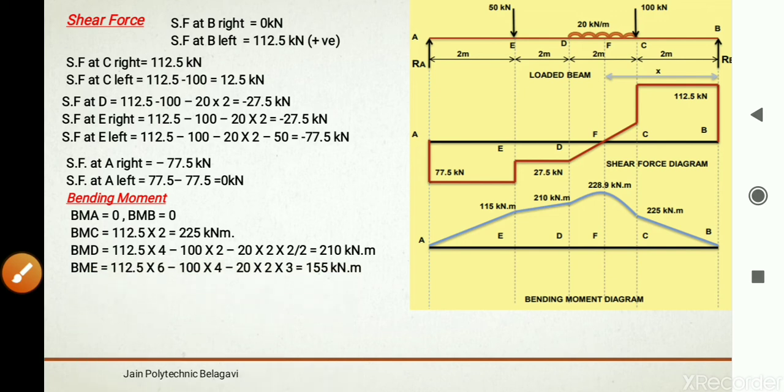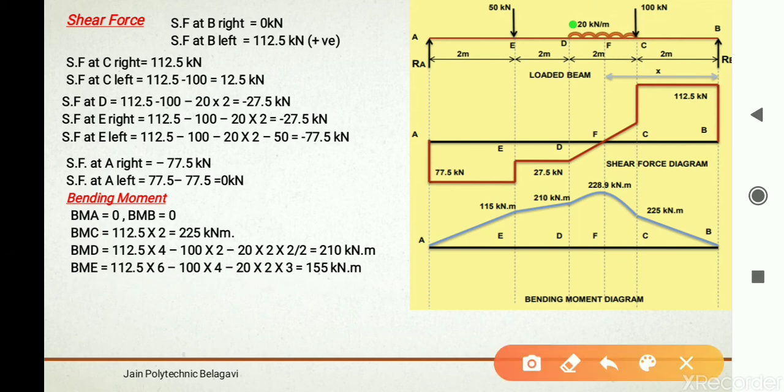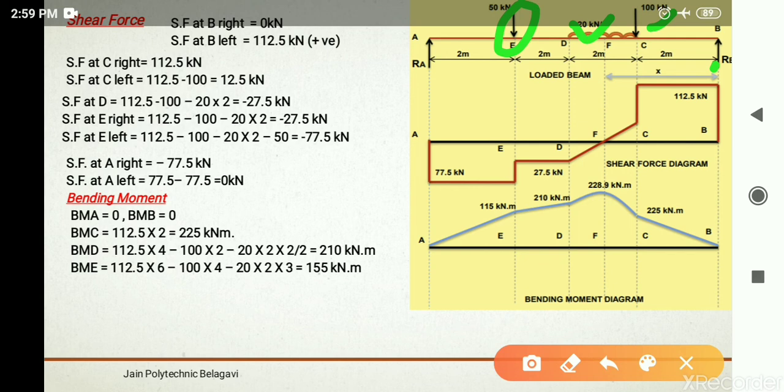Now taking moment at E, all these three forces are going to come into picture here: UDL, point load, and reaction. This 50 kilonewton is acting at the same point, so the perpendicular distance is 0, so no need of considering the moment at E itself. So bending moment at E is 155 kilonewton meter.